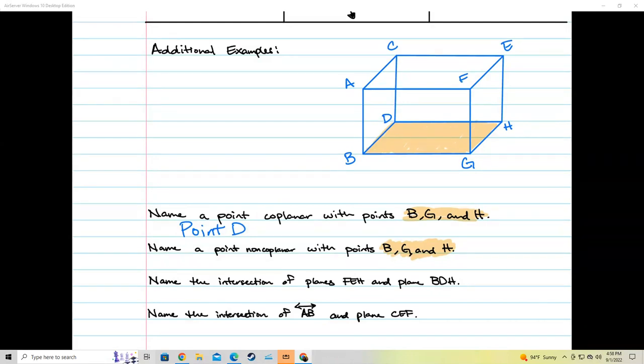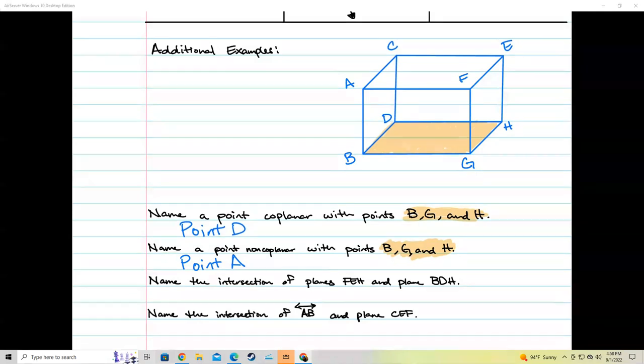And hopefully you picked point A, or you could have picked point F, or point E, or point C. Any one of those 4 points would have worked. I don't care which one you pick, any of the four would be correct. I'm going to go ahead and say point A just because that's the one that most students would pick first. Point A is not coplanar with B, G, and H. All right, let's keep going.